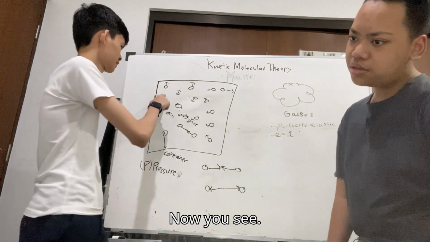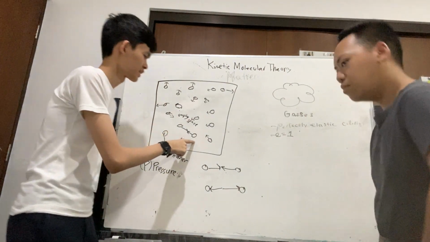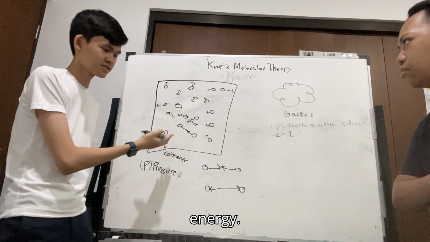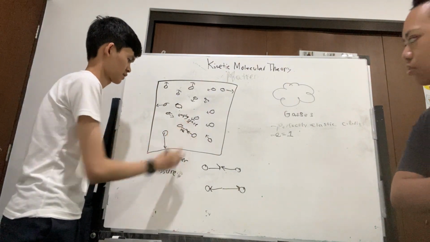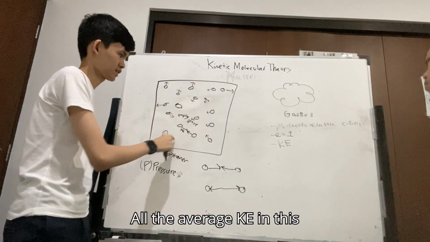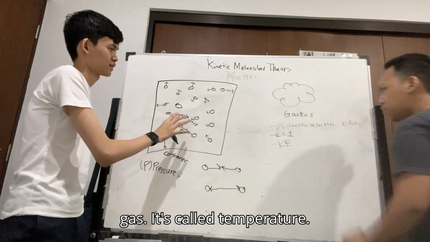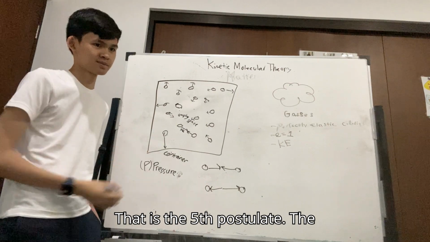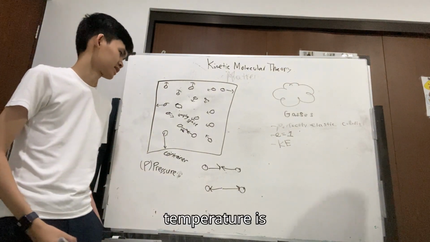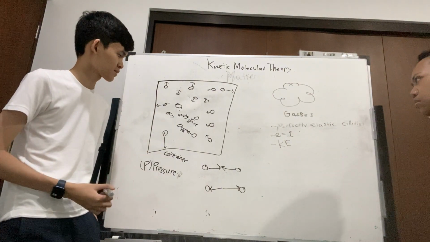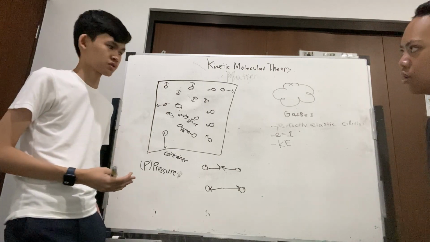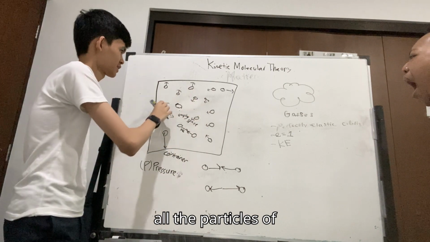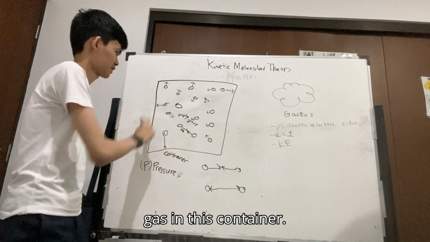Now, you see these particles moving, right? These particles have kinetic energy. All the average KE in this gas is called temperature. That is the fifth postulate. The temperature is the average kinetic energy of all the particles of a gas in this container.